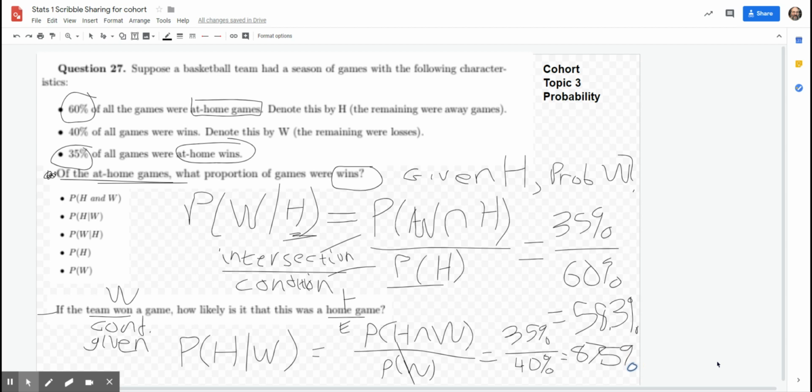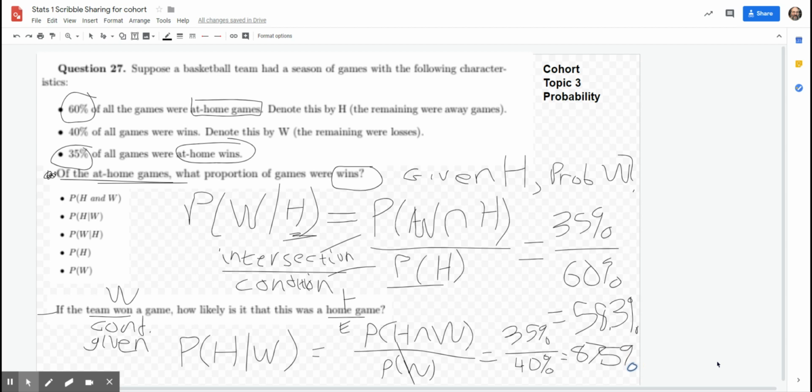Another clear distractor would be just 35%. That's not conditional probability. That's just the probability of both happening, right? Not if I know one thing happens, then what's the chance of the other? The intersection is just what's the chance of this and that happening simultaneously. So 35 is an answer. The wrong fraction is an answer. And I can't really think of any other good distractors.